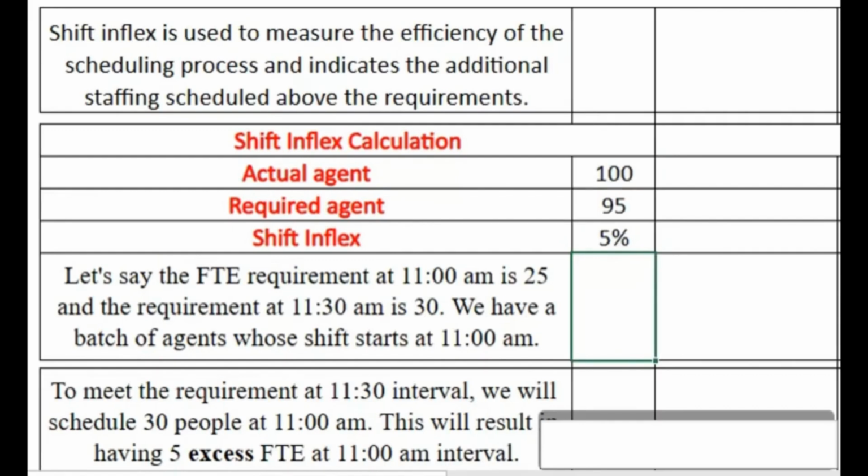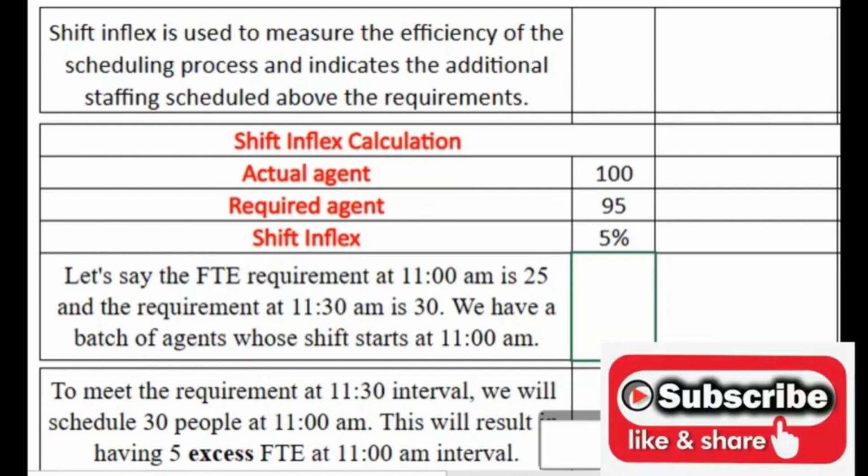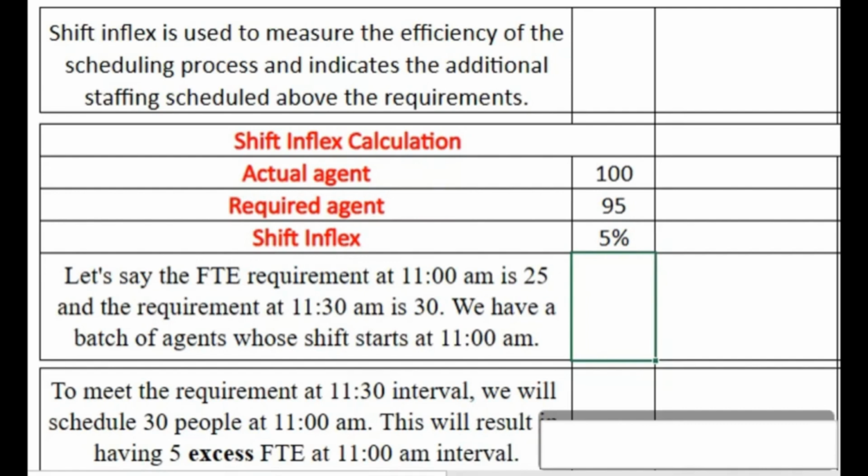Now let's move on to another example. Let's say that the FTE requirement at the 11 a.m. interval is 25 and the requirement at 11:30 a.m. is 30 agents. We have a batch of agents whose shift starts at 11 a.m. So to meet the requirement at the 11:30 interval, we will schedule 30 people at 11 a.m. This will result in having 5 excess FTE at the 11 a.m. interval, which is to ensure that the service level can be met and to improve the answer performance.